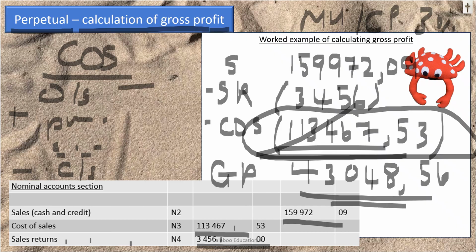In the periodic inventory system, at the end of the period, you're going to use a formula to calculate cost of sales. So in the next video, I'm going to do the periodic inventory system, and we can make a comparison now that you have all the knowledge with regard to the perpetual inventory system.